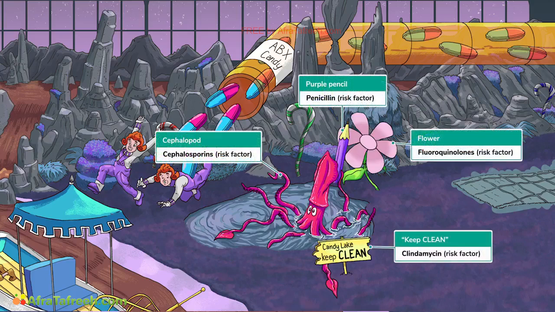Any antibiotic can cause C. diff infection, but the most notorious offenders are clindamycin, fluoroquinolones, penicillins like ampicillin, and broad-spectrum antibiotics like certain cephalosporins. You will see these symbols a lot as you travel the Sketchyverse. We have our clean clindamycin, fluoroquinolone flowers, purple penicillin, and cephalosporin cephalopod.